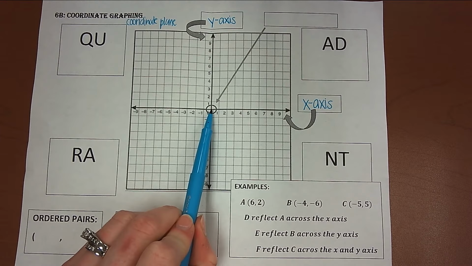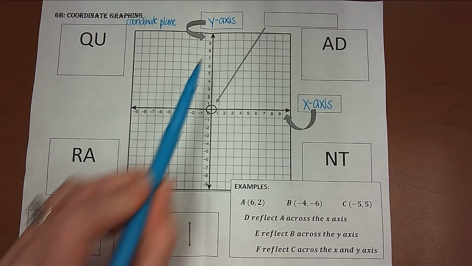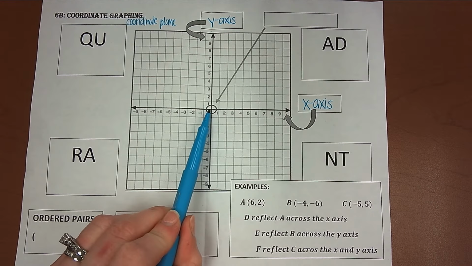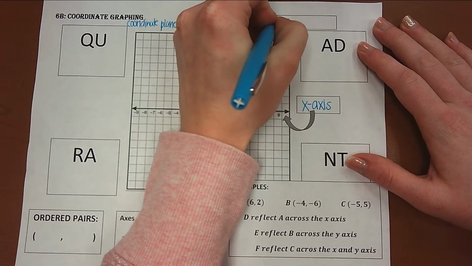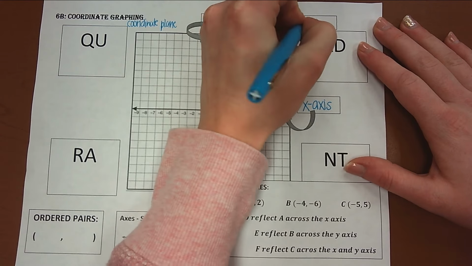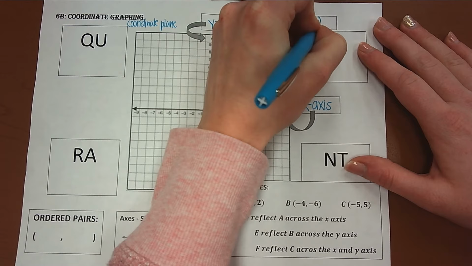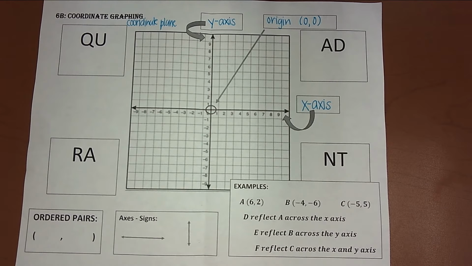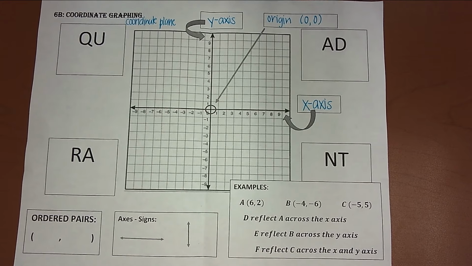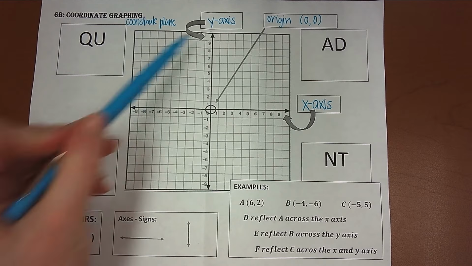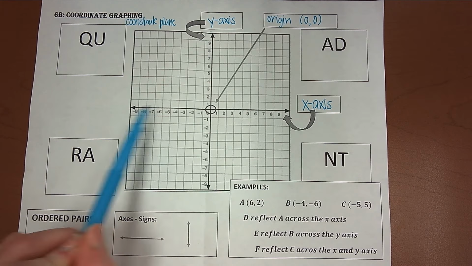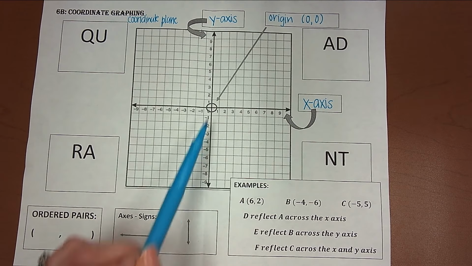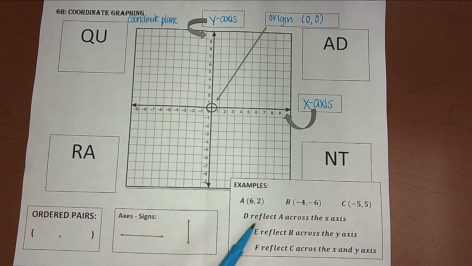And then right here, where those two axes meet, is the point that we call the origin. The origin is located at the ordered pair 0, 0. And we'll talk about ordered pairs a little bit more in just a second. So the coordinate plane is this grid system that has an x-axis horizontal and a y-axis vertical. Where the two intersect, we call the origin.